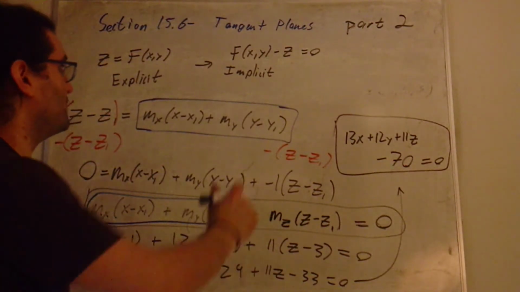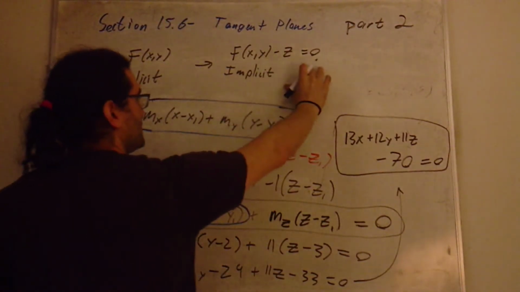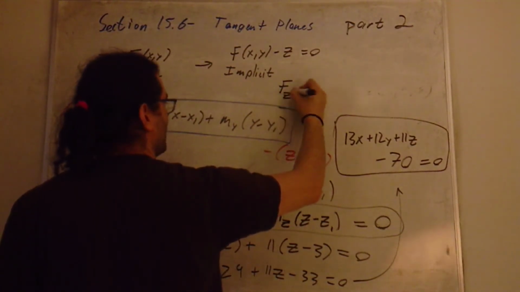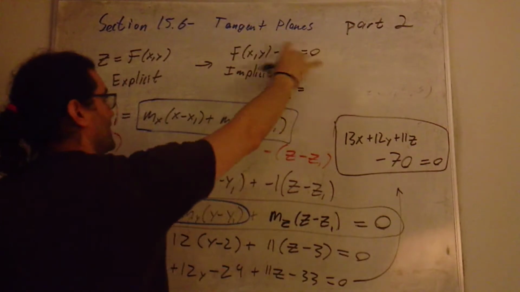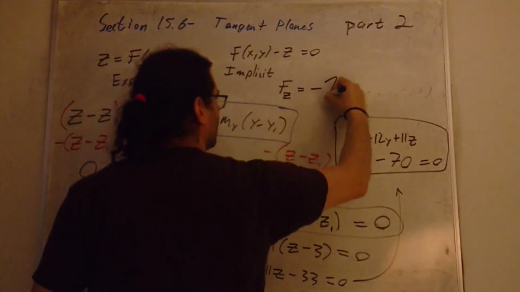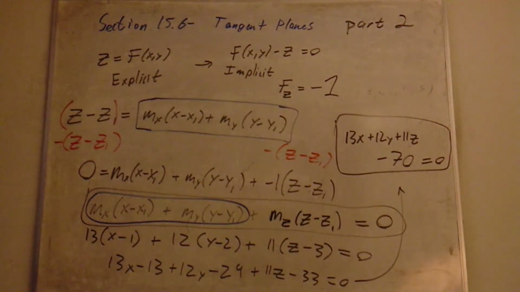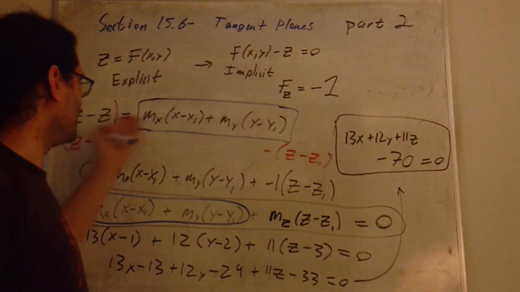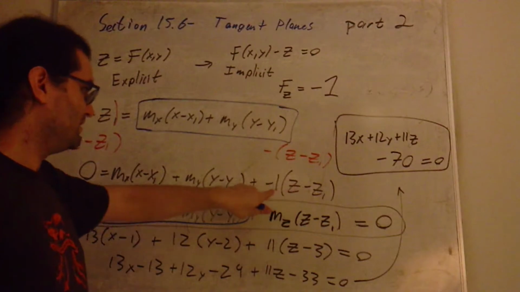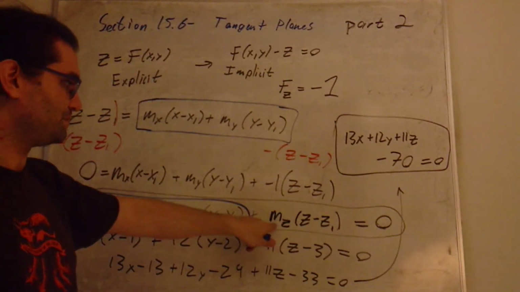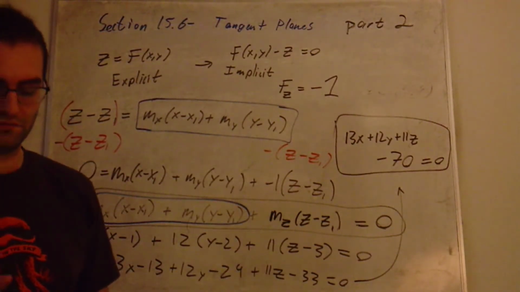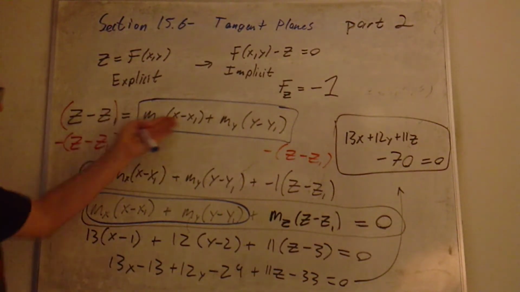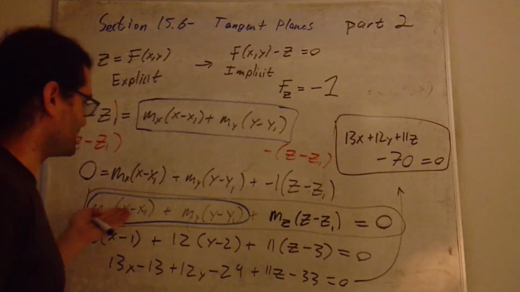But that checks out because if you're doing this implicit thing, the derivative with respect to z of this is always going to be negative 1. So that's why when you try to transform this thing into this thing, you're getting a negative 1 here. So these two different equations really are essentially the exact same equation.